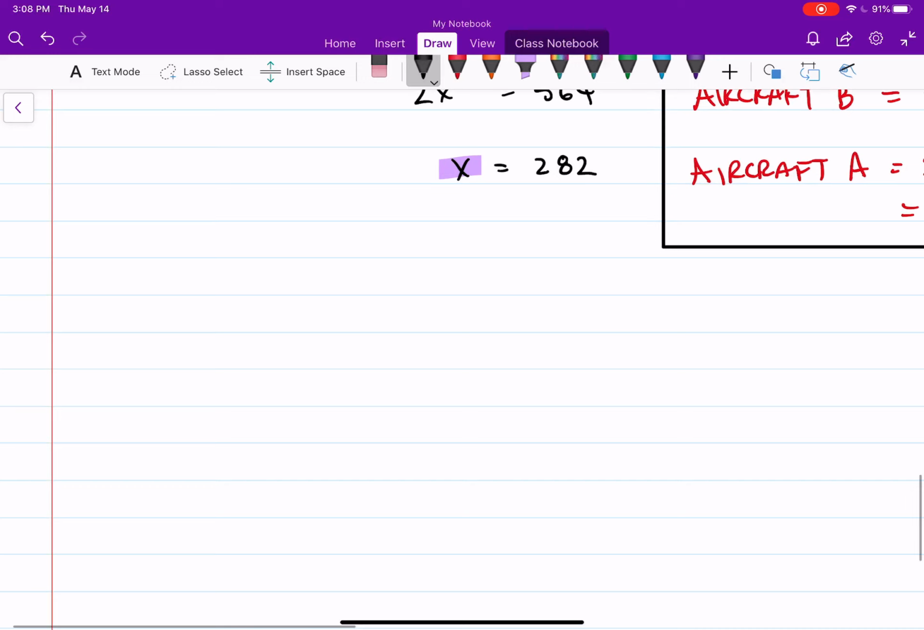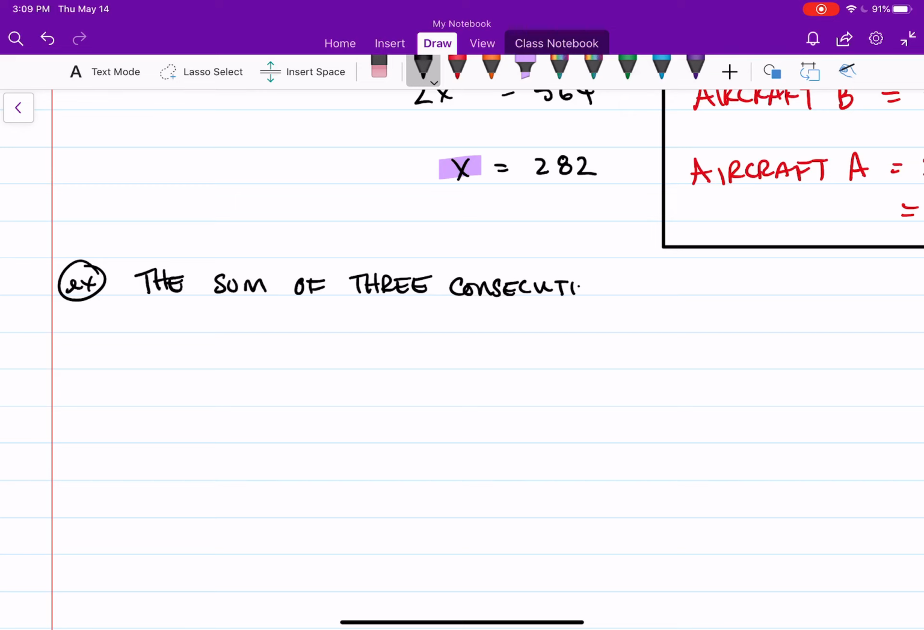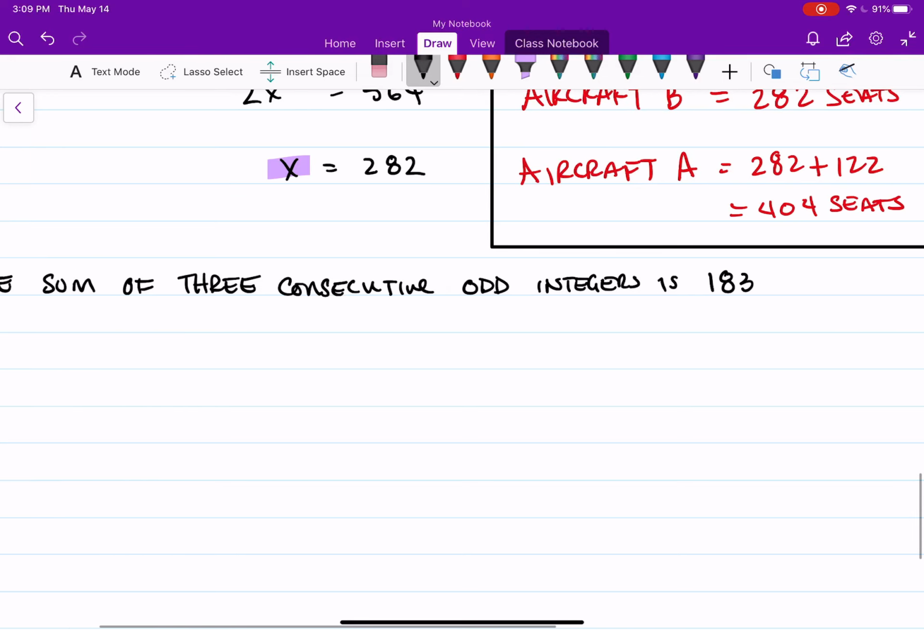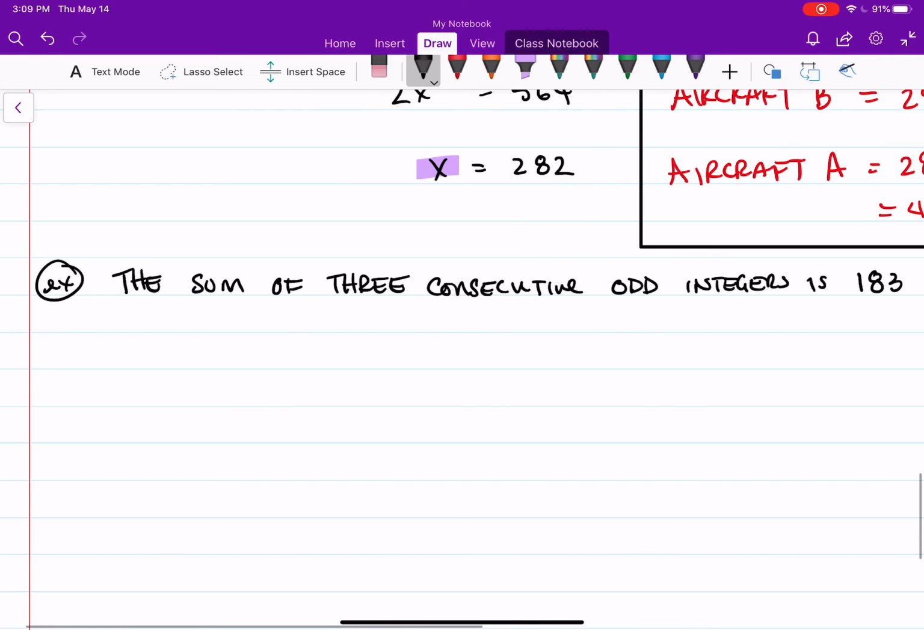All right, let's go to another example here. Okay, so it says the sum of 3 consecutive odd integers is 183. What are the integers?